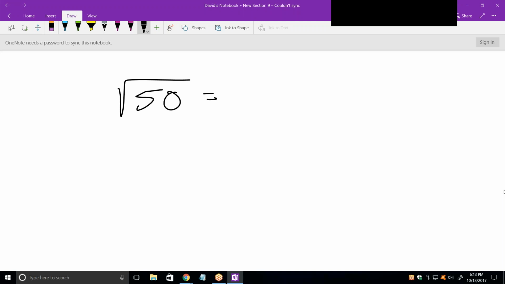So the goal is to find factors of 50. In other words, this would work. There's a problem with that, though. Neither one of these simplifies. So that's not the solution.